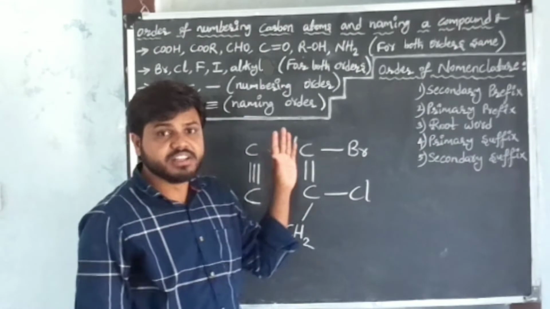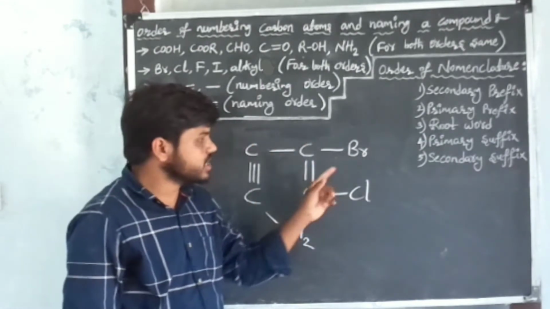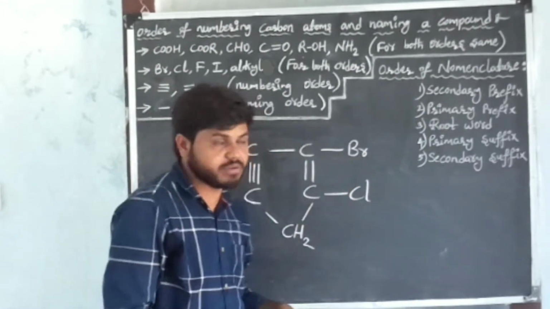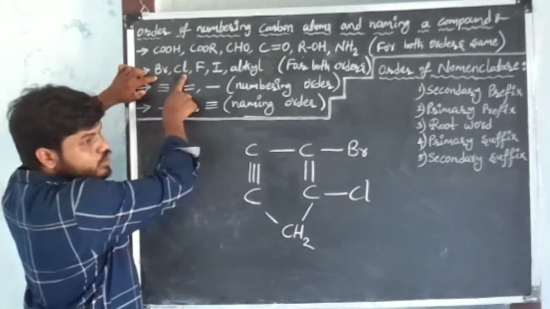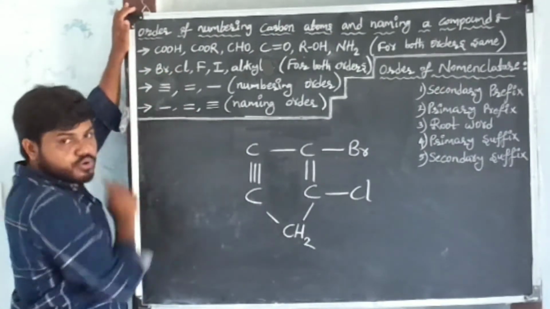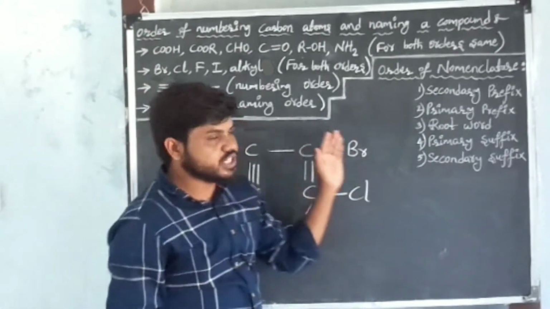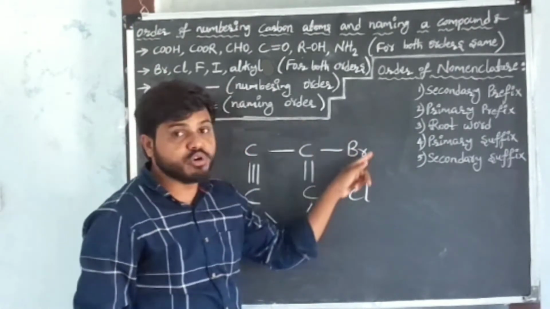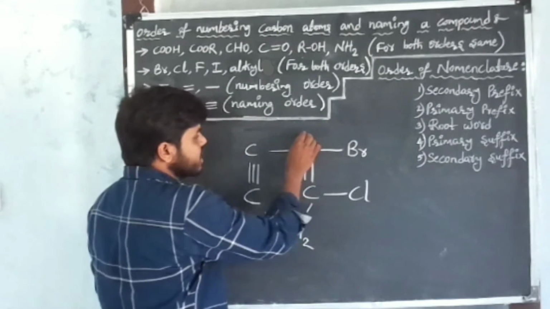First write the numbers to the carbon atoms in such a way that bromine should get the first number. See here, bromine and chlorine are the two substituents. First give the priority to bromine, then chlorine. Okay. That's why I am starting from here, so this bromine should get the first number.